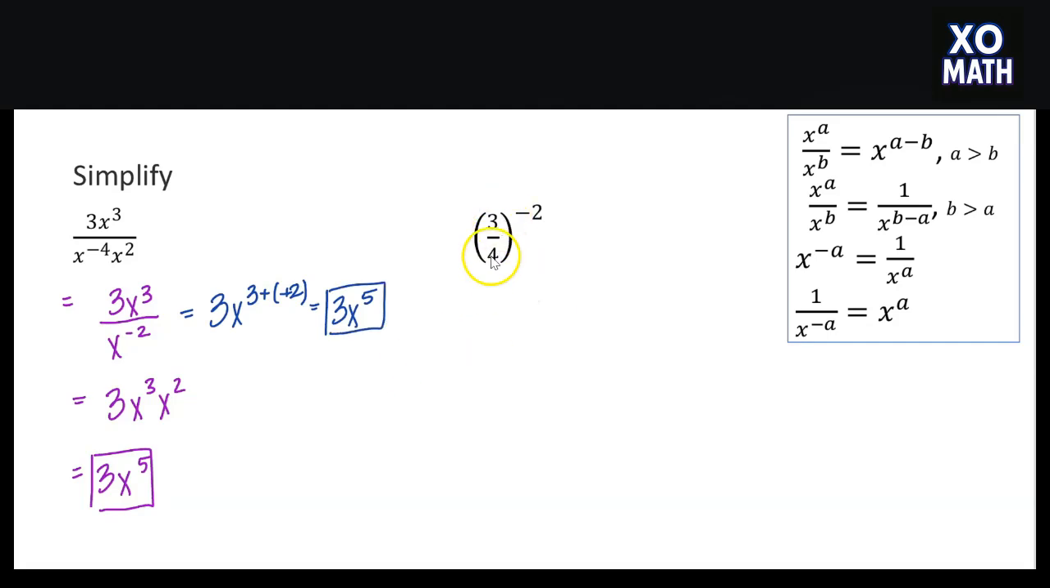And finally, 3/4 to the negative 2. Well, what we could do here is switch the numerator and denominator, or take the reciprocal, 4/3 raised to the positive 2. And so this would be 4 squared over 3 squared, which is 16 divided by 9.